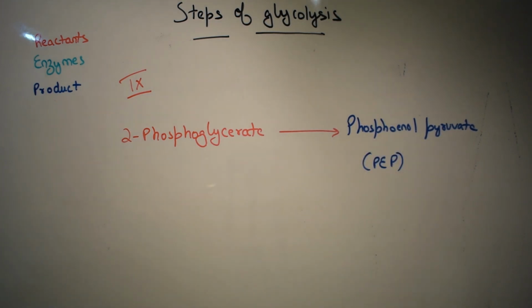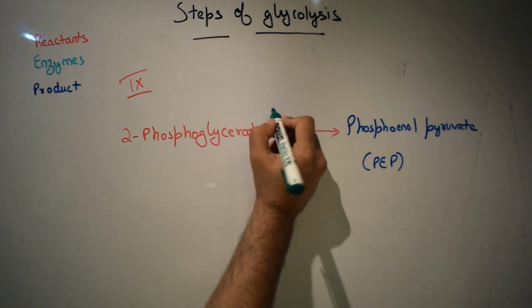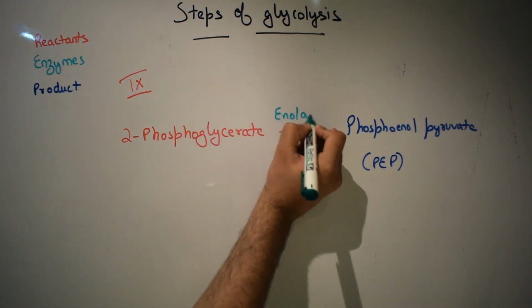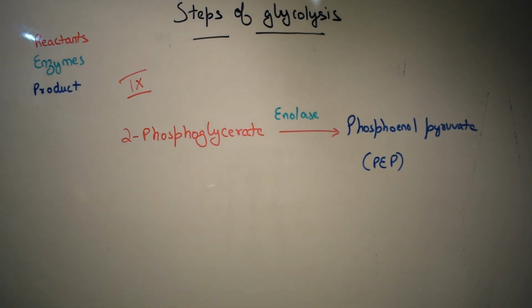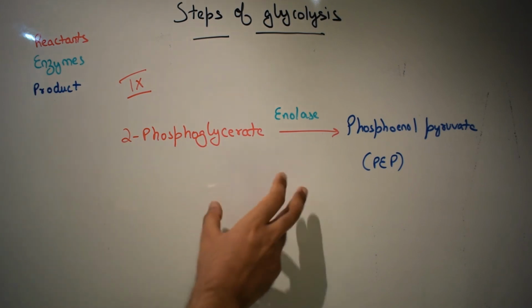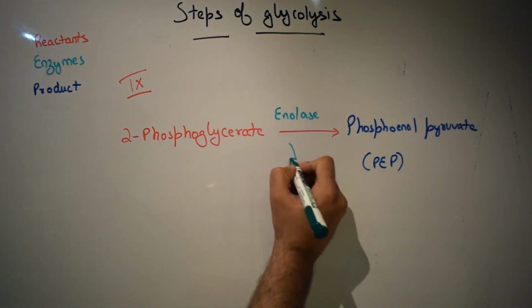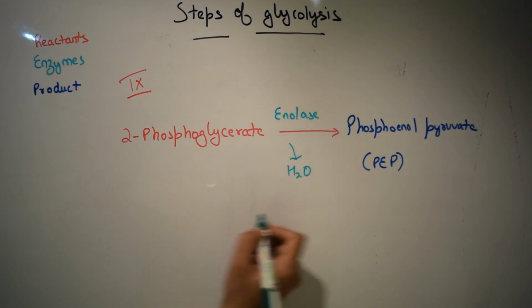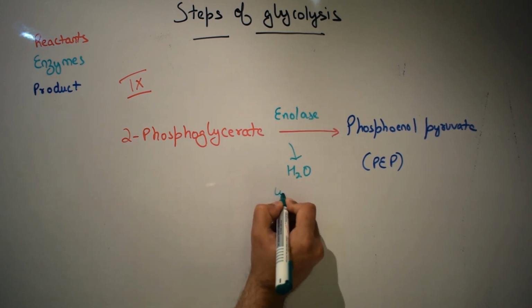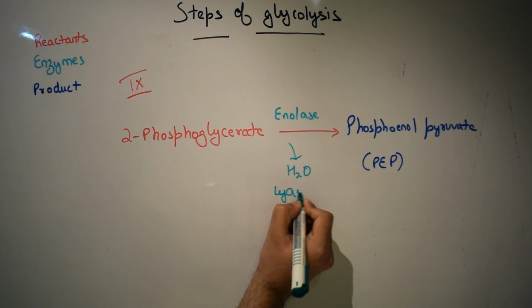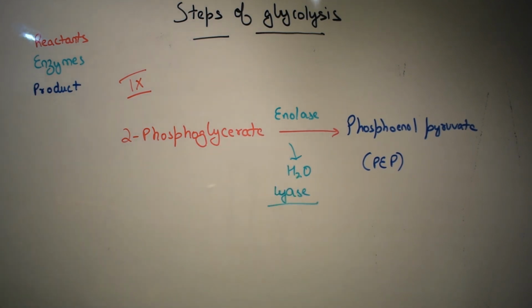And in this reaction, the enzyme used is enolase. As I have talked about earlier, these enzymes are lyases because they form a product that is smaller in size as compared to the bigger molecule. And the enolase enzyme, the lyase enzyme, causes the removal of water. So it causes a dehydration reaction. Enolase is a lyase. It causes breakdown without the use of ATP.